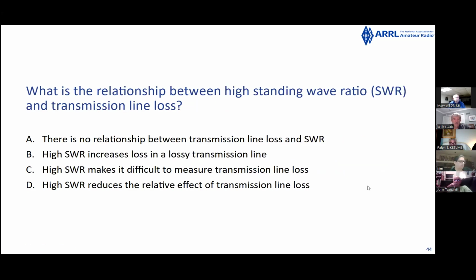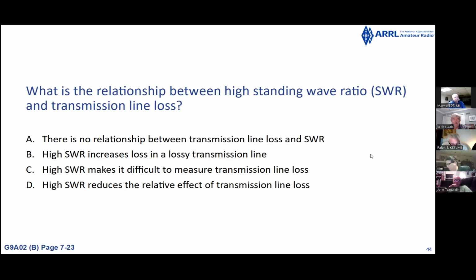What is the relationship between the high standing wave ratio, SWR, and transmission line loss? There is no relationship between transmission line loss and SWR. High SWR increases loss in a lossy transmission line. High SWR makes it difficult to measure transmission line loss. High SWR reduces the relative effect of transmission line loss. I'll jump in. It's B. That's what I think. B.